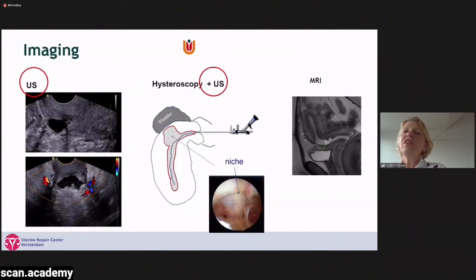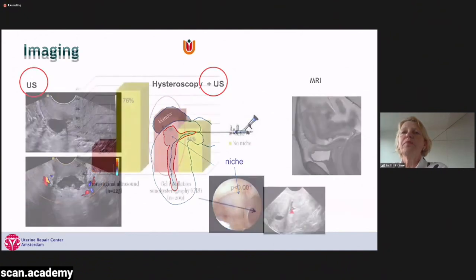A niche can be easily recognized using ultrasound in case there is already fluid or blood collection in the niche. Here you see a uterus in a retroflected position, and this is in the transversal plane. A niche can also be identified using hysteroscopy, but then it's always advised to combine it with ultrasound in order to measure the thickness of the residual myometrium. And you can also use MRI scan, but in fact, I think that there is no beneficial effect of an MRI over normal ultrasound. And ultrasound is even preferred because it's more dynamic.